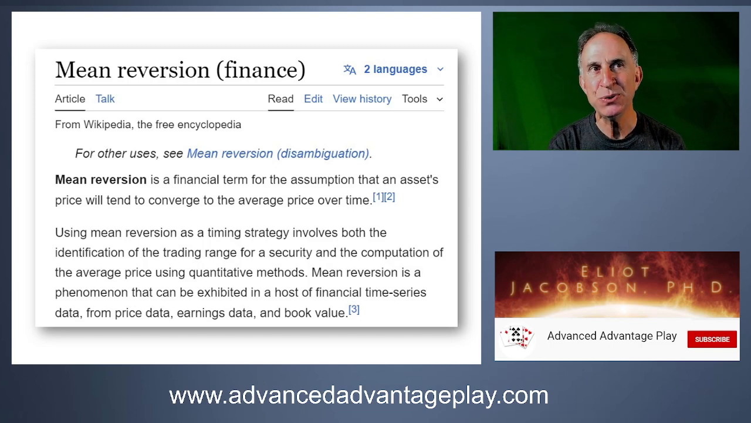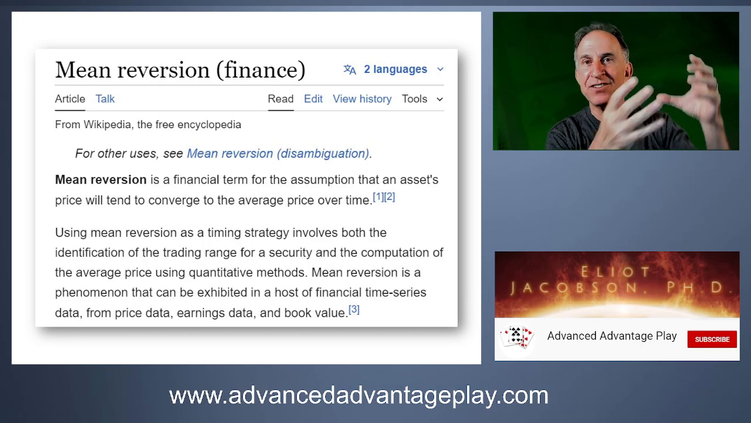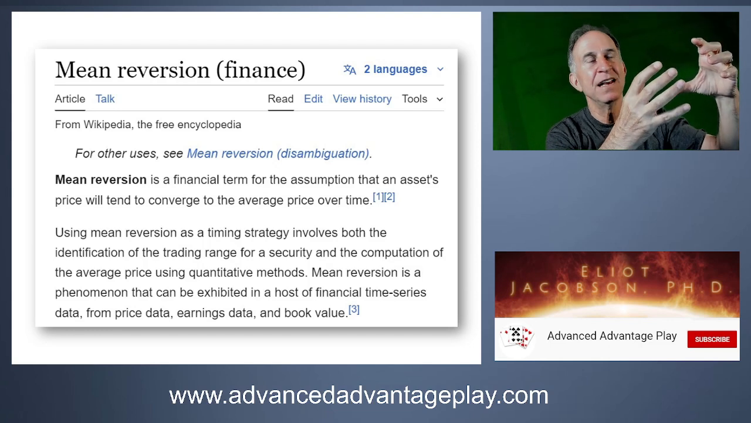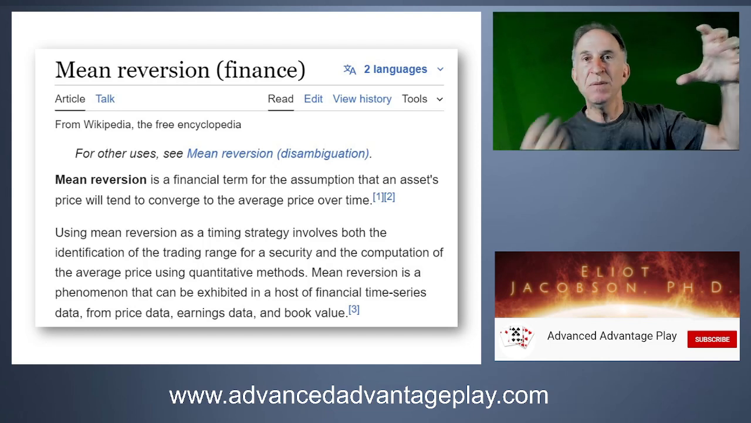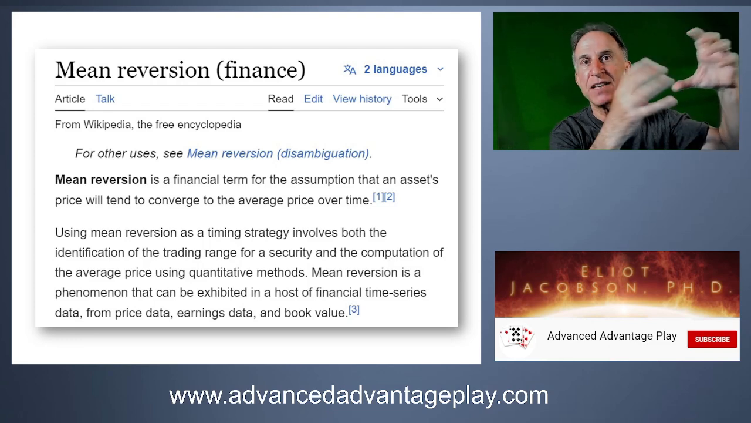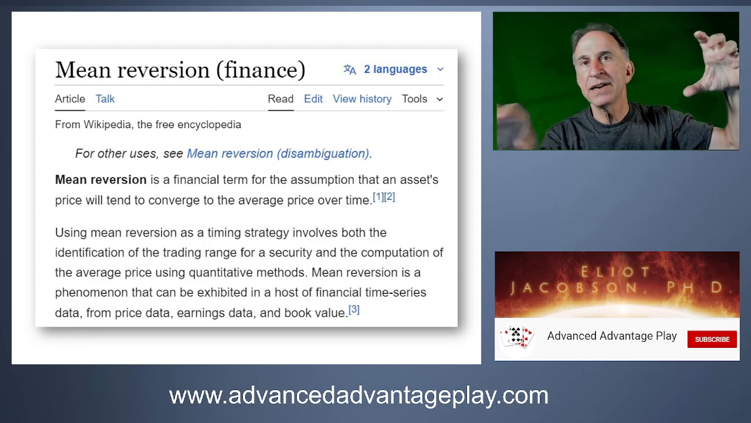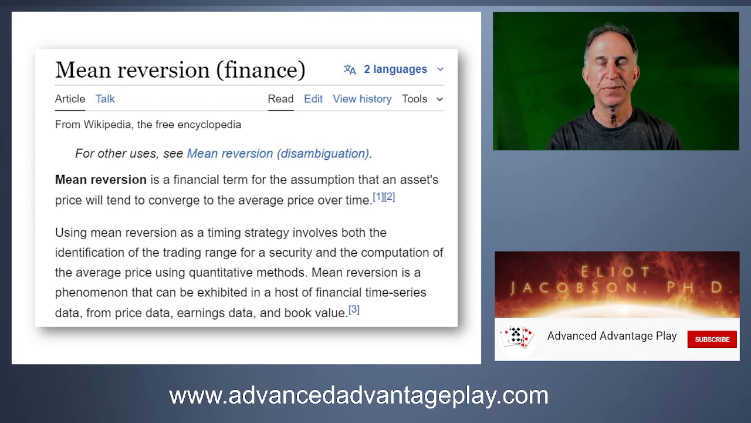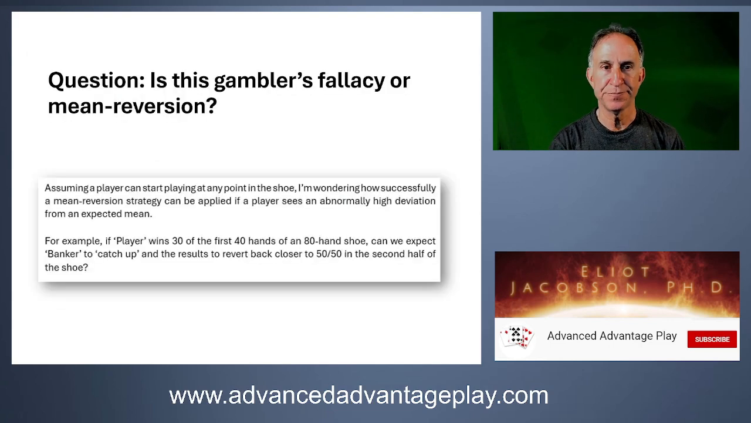So how can these two things both be true? Mean reversion and the gambler's fallacy. The gambler's fallacy says if there's too much of something, then gamblers tend to believe there's going to be more of the other thing. Whereas mean reversion says if there's too much of something, then over the long run, we're going to get back towards the mean. Really good question. Let me explain.